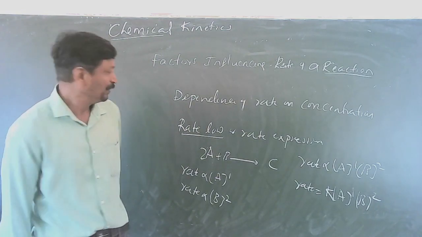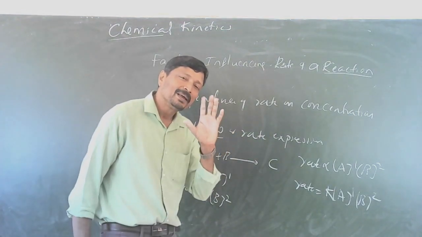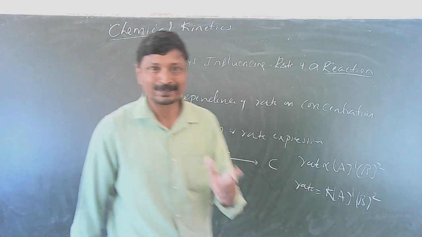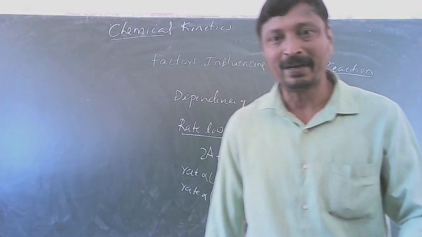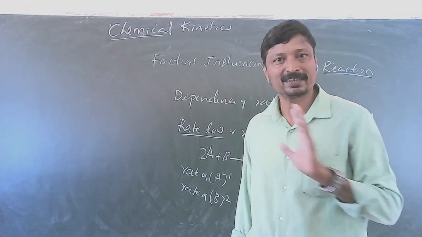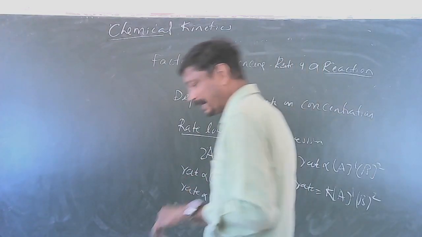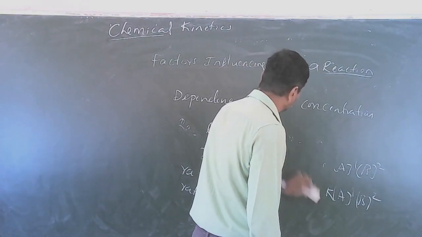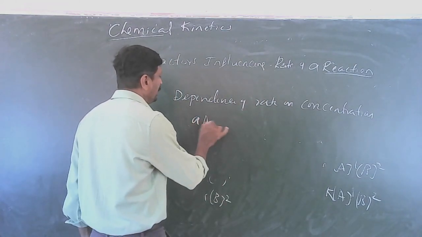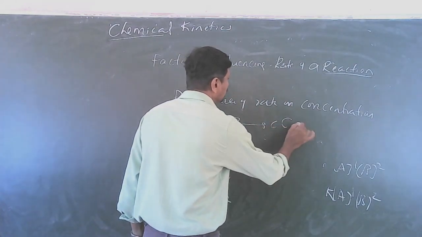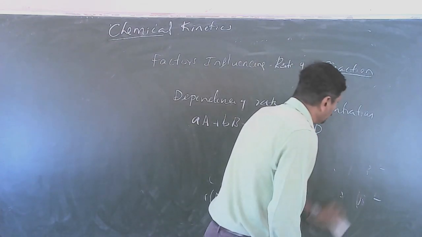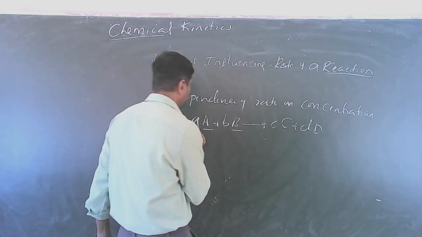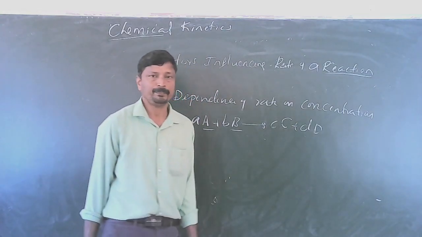See, how do you get the rate law? You cannot write the rate law simply by looking at the balanced chemical equation. You have to conduct an experiment, and on the basis of the experimental result you have to write a rate expression. I think it's clear. So I write one hypothetical equation. Suppose you have aA plus bB giving rise to cC plus dD. A and B are reactants, C and D are products. a, b, c, d are the stoichiometric coefficients.